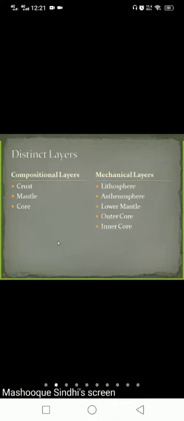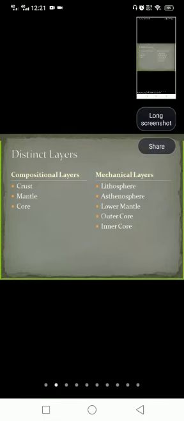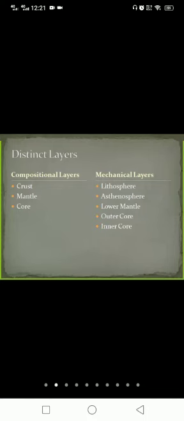Now these are the distinct compositional layers: crust, mantle, core, which we have studied in this topic. Crust, mantle, and core. These are the compositional layers. We have another set, the mechanical layers as well. These are lithosphere, asthenosphere, lower mantle, outer core, inner core. These two, inner core and outer core, are the parts of core.